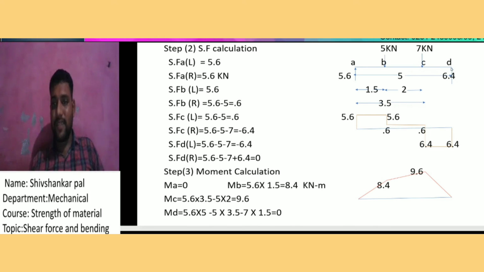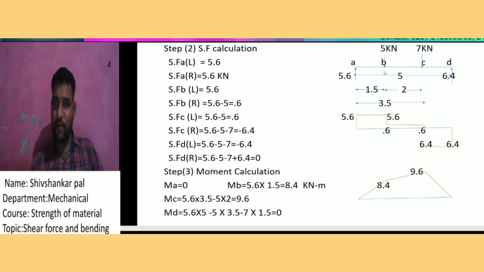Moment about point D. Find the moment about point D. Three forces, 5.6 kN, 5 kN and 7 kN, all produce a moment at point D. The 5.6 kN force tries to move clockwise. Force into perpendicular distance: force is 5.6, perpendicular distance is 5 meters, so 5.6 multiplied by 5 is positive, then minus.